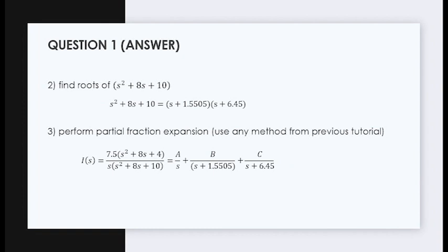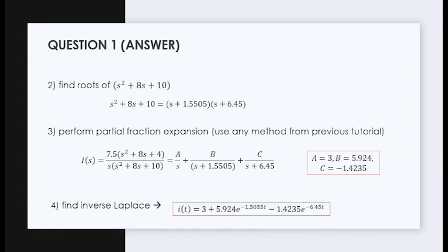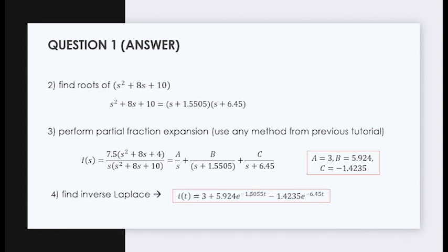You can use the residue method or the algebraic method, or you can combine the two methods together to solve for this A, B, and C. In this case, A equals 3, B is 5.924, and C is negative 1.4235. Finally, we can find the inverse Laplace when we have solved for the A, B, and C by using the Laplace transform table, just as what you have done in the previous tutorial.